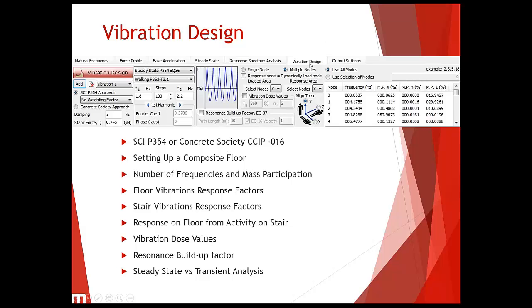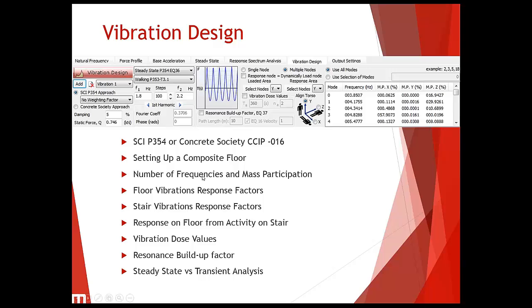The vibration design essentially operates to a number of different publications. The SCI P354, which is the design of floors for vibration, and also the Concrete Society CCIP 016, which is quite a similar publication produced by the Concrete Society, and we operate to the settings of both of those, and you can choose between those two different codes of practice in the software here, as you can see from the little screenshot. So today we're going to be looking at specifically a steel type structure with a composite floor, and we're going to be looking at how we set that up and the steps that are involved there.